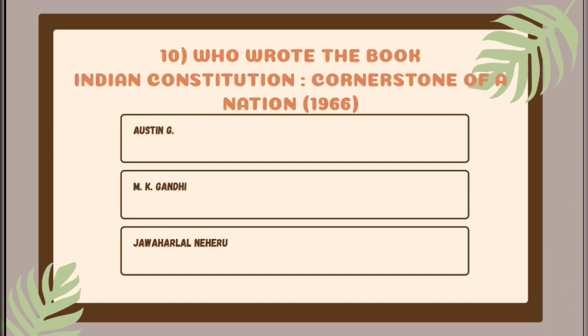Who wrote the book Indian Constitution, Cornerstone of a Nation, in the year 1966? The options for question number 10 are: option A, Austin G, option B, Mahatma Gandhi, option C, Jawaharlal Nehru. Among the following personalities, who wrote the famous book? The correct answer is Austin G. The Britishers wrote the book Indian Constitution, Cornerstone of a Nation in the year 1966.